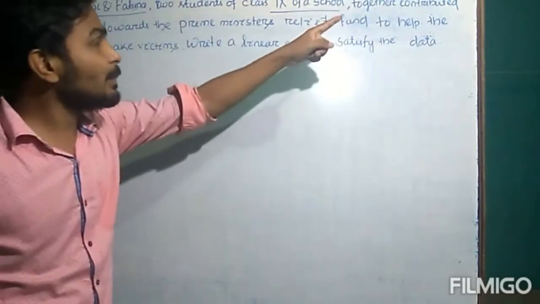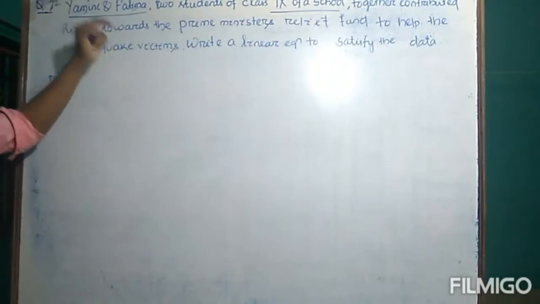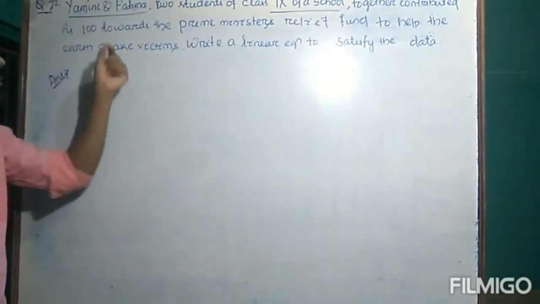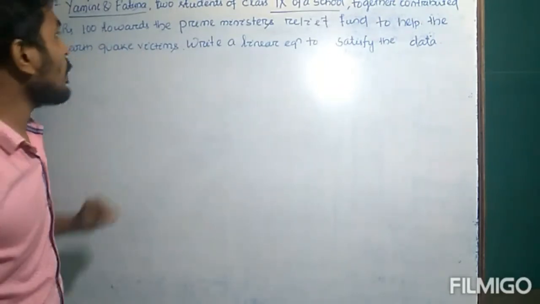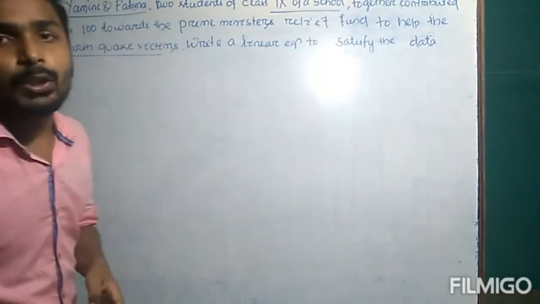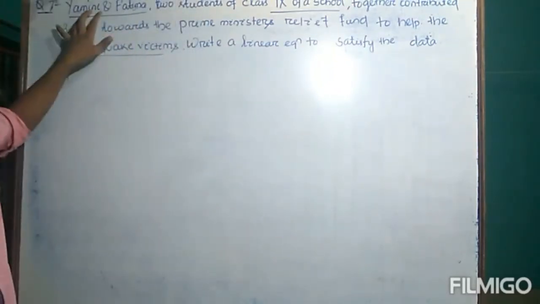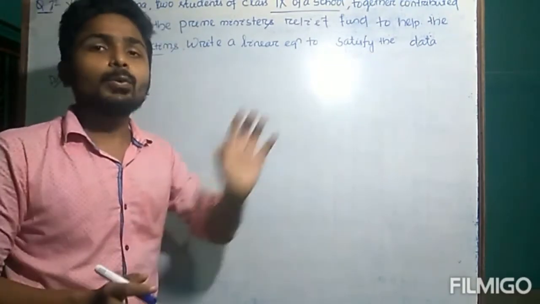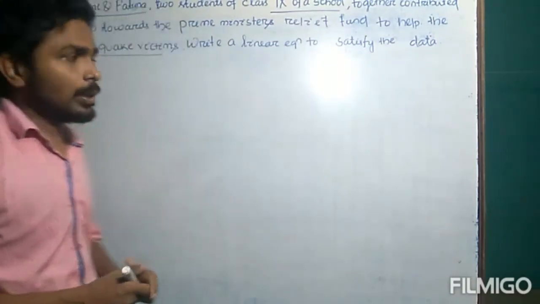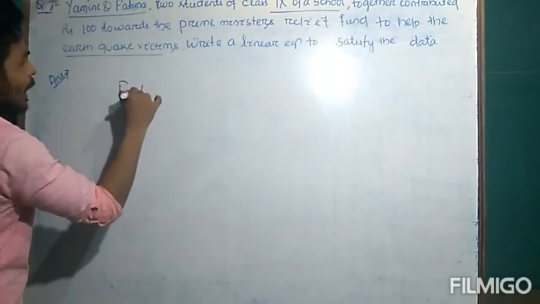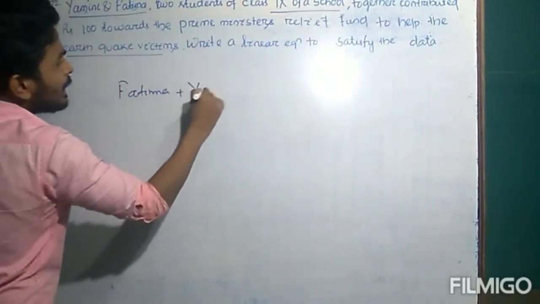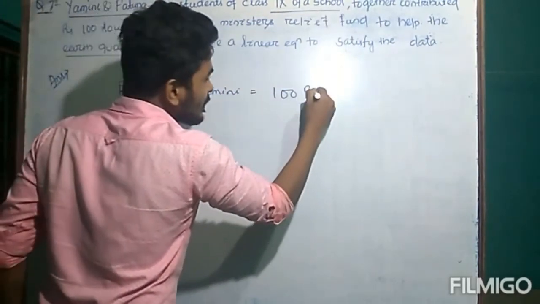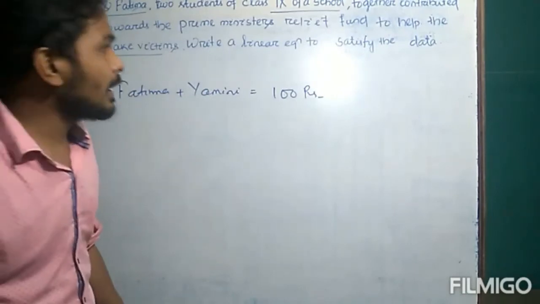They together contributed rupees 100 towards the Prime Minister Relief Fund to help the earthquake victims. So in order to help the earthquake victims, 2 students, Yamini and Fatima, contributed rupees 100 combinedly to the Prime Minister Relief Fund. So Fatima and Yamini combinedly donate 100 rupees to the Prime Minister Relief Fund.